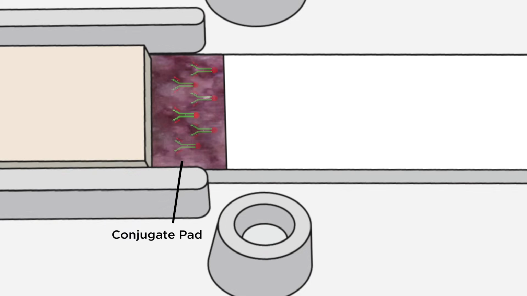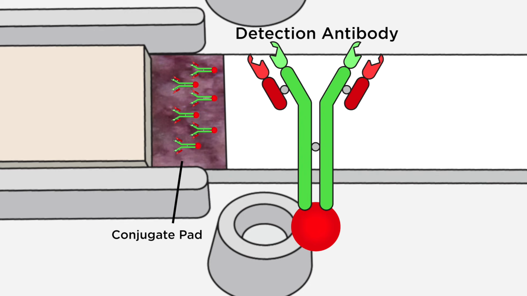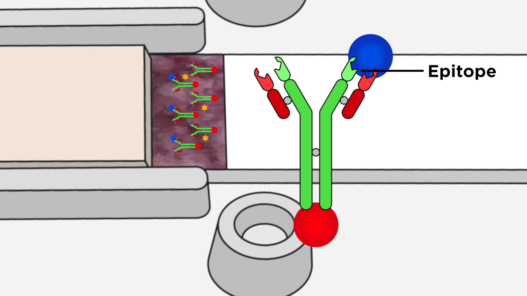The conjugate pad contains a mobile antibody bound to a label. This labeled antibody is also referred to as the detection antibody. Once the sample comes in contact with the detection antibody, and if the antigen is present, the antigen will bind to the detection antibody at the specific site that the antibody recognizes. This binding site is also called the epitope.